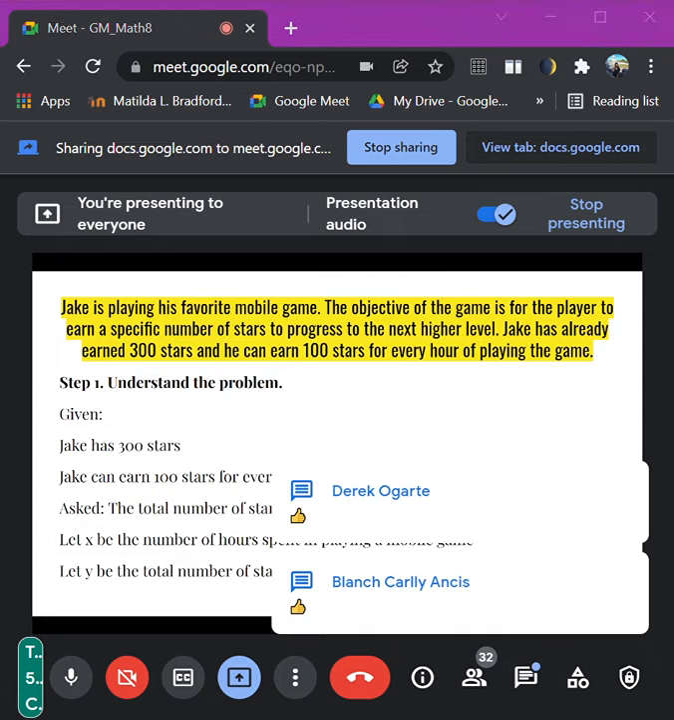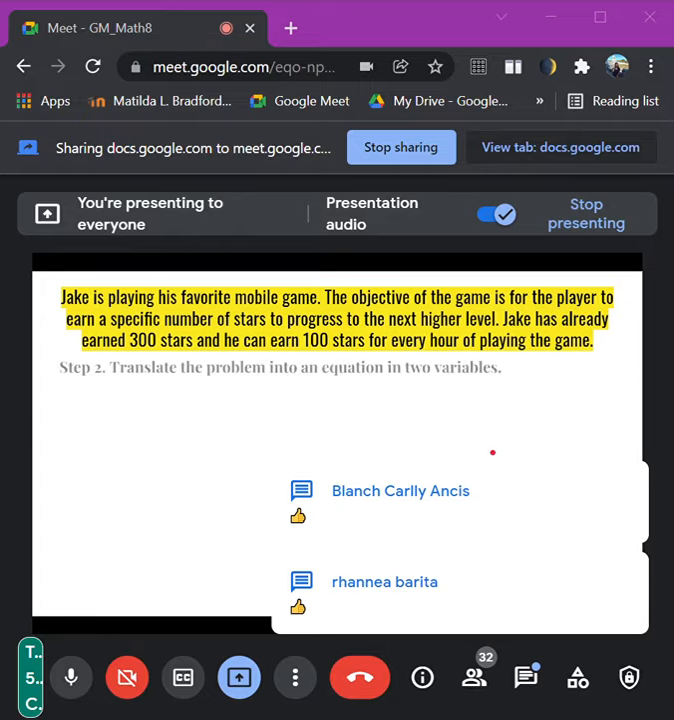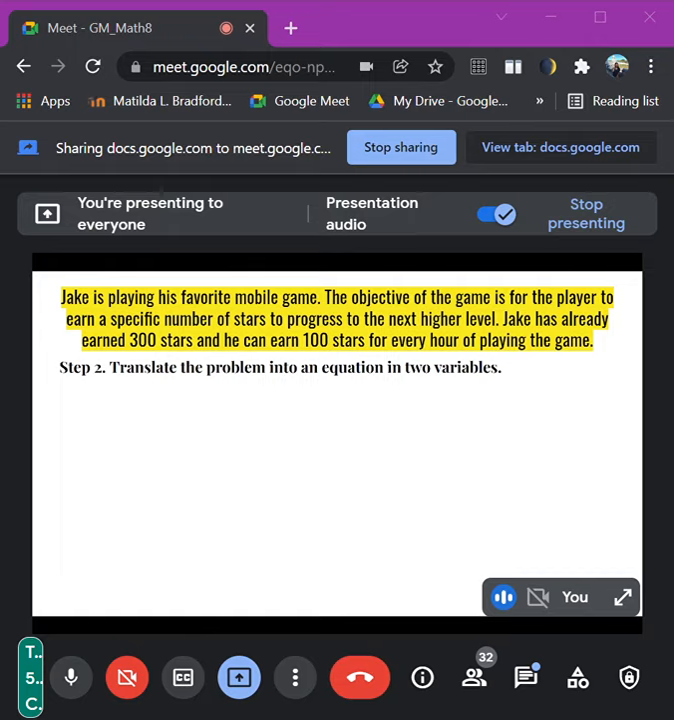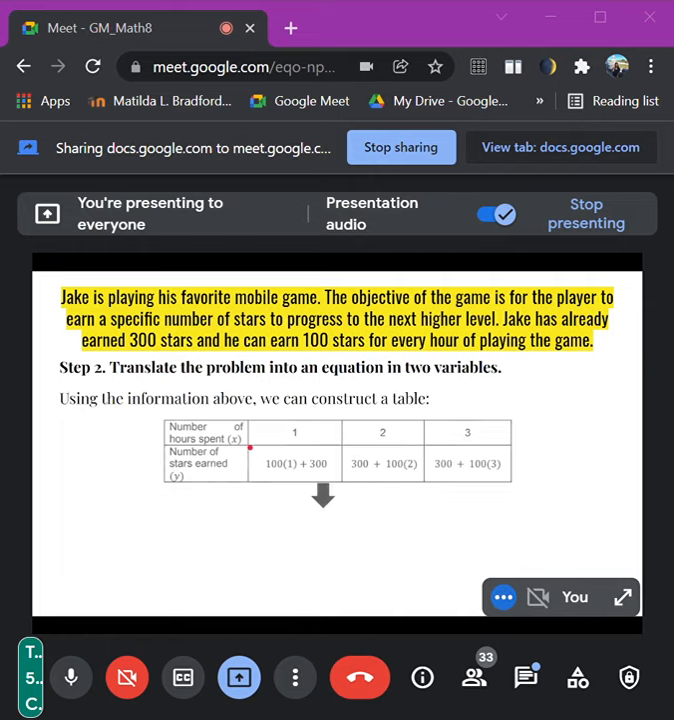Okay. Now, this time we're going to proceed with our step 2. This is to translate the problem into an equation in two variables. So let's try first to use our table here, class. Ipakita nako ninyo nga table in order for us to identify ang problem. So what if we have here the number of hours spent niya, that is X, 'di ba? So that is the X from step 1. And then we have the number of stars earned, that is Y.